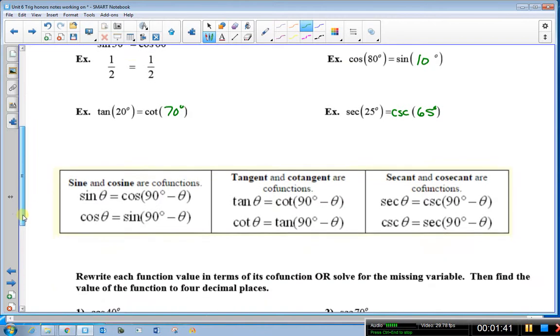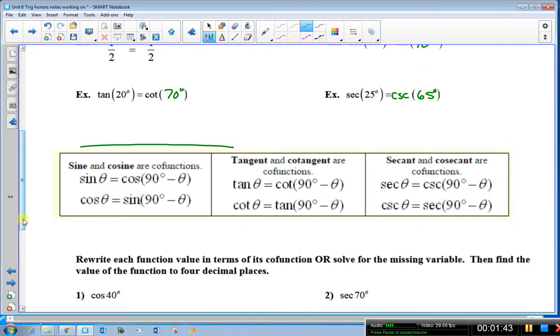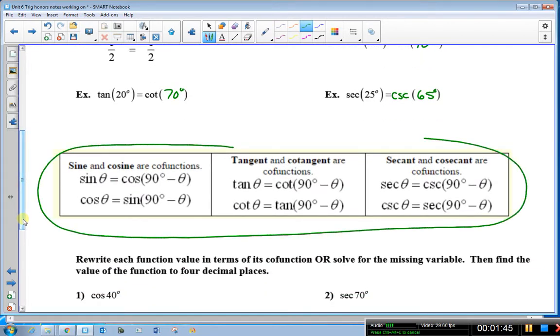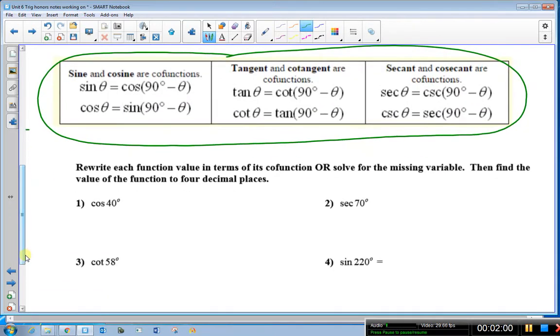So this is how they are referred to. Those are the formulas. They're called identities. Have you seen that before? Yeah. Okay. So rewrite each function in terms of its cofunction, or solve for the missing variable, then find the value of the function. All right, so cos 40 equals sine of what? 50, yeah.